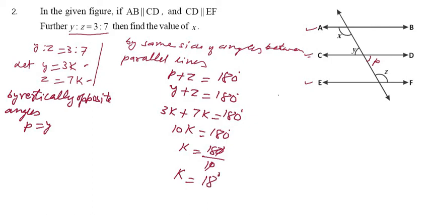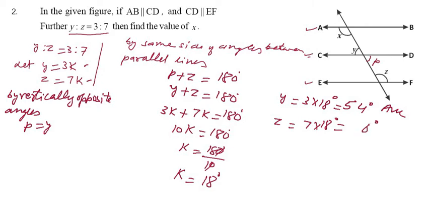Now we can find the value of y. So y will be equal to how much? It is 3k, so 3 into 18. 3 times 8 is 24, carry 2, and 3 times 1 is 3, plus 2 is 5. So 54 degrees. It is your first answer. Now z will be equal to 7k, so 7 into 18. 7 times 8 is 56, that is 6 and 5 is carried, 7 times 1 is 7, and 5, 12. It is 126 degrees.